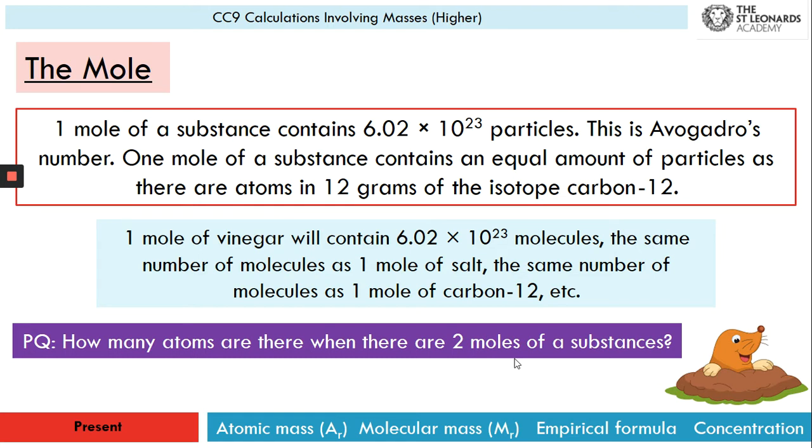So hopefully you've had a quick go at that. All we would do is times it by 2. Okay, so it'd work out at 12.04 times 10 to the power of 23. However, we don't actually write it with 2 digits before the decimal there, so it'd be 1.204 times 10 to the 24.